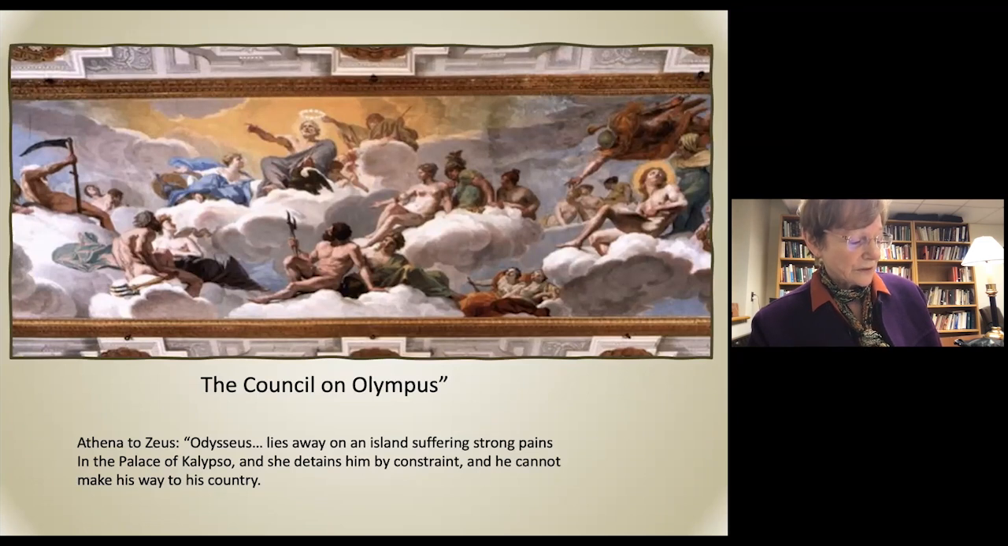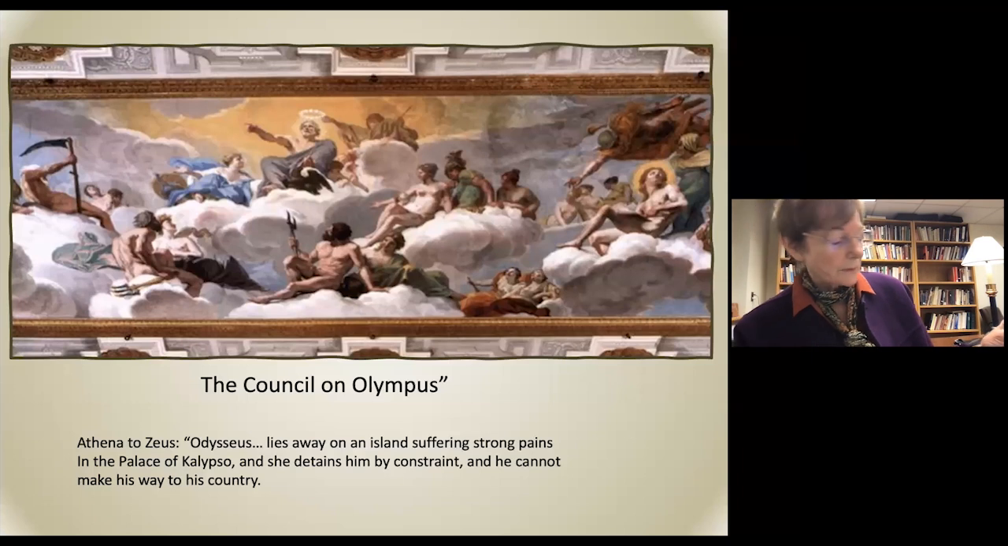For the last 7 years, he's been held captive on the island of Ogygia, kept there by the sea nymph Calypso. And Athena has had enough of this, as you see in her words to Zeus in this caption on the slide. "Odysseus lies away on an island suffering strong pains in the palace of Calypso, and she detains him by constraint, and he cannot make his way to his country."